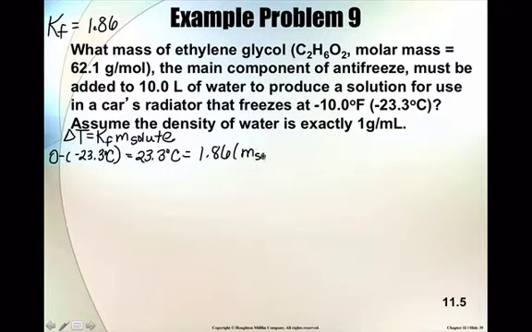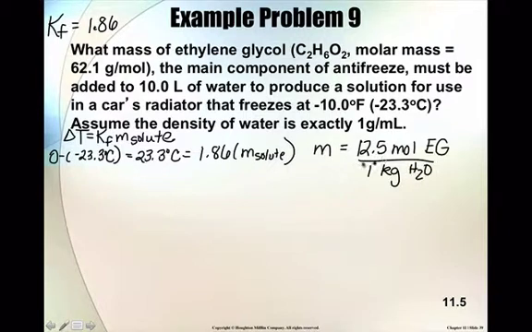So that's equal to 1.86 times the molality of the solute. So if I do that, my molality ends up being 12.5 moles of ethylene glycol, and I'm just going to abbreviate that EG, per 1 kilogram of water. So what I'm going to do this time, though, is they're not asking me to find the molar mass, so I'm not going to use this and try to rearrange to get kilograms on the bottom again. I'm going to use this now as a conversion factor. I'm going to do just a big dimensional analysis problem, and you'll see how this works out.